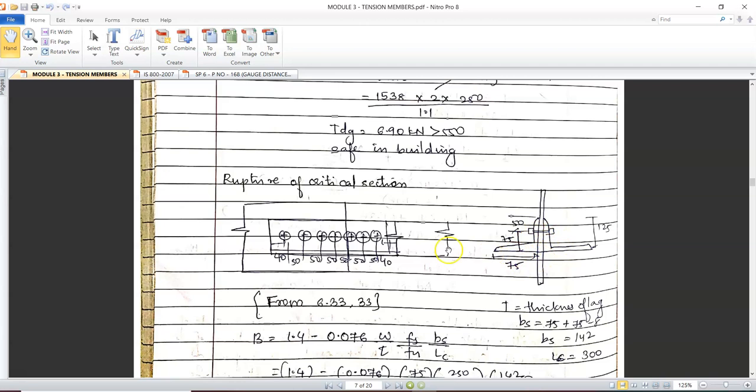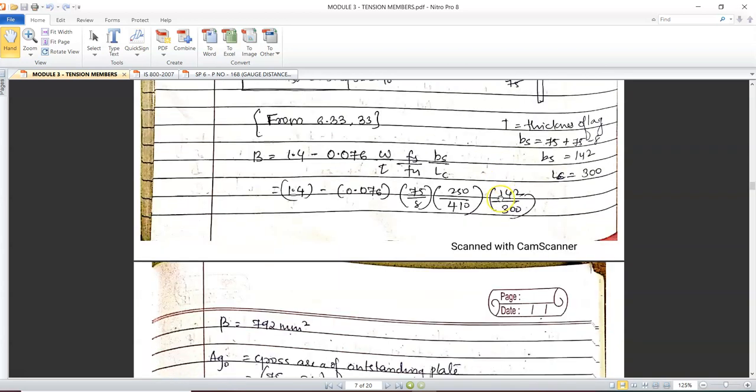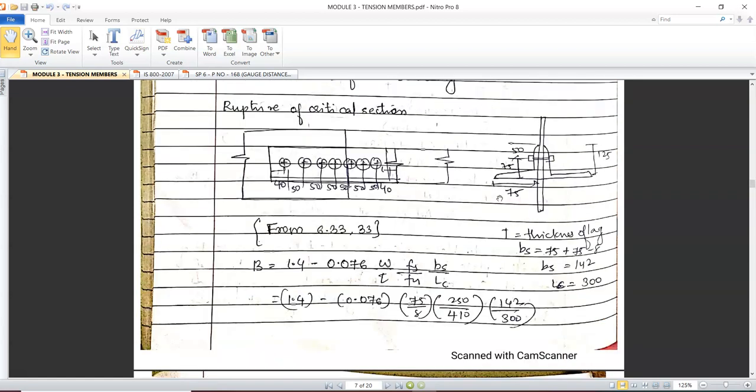Now here, when you look at the cross section, this is the gusset plate, and two angles are back to back. This is the 125 mm connected leg, and 75 mm is the outstanding leg. So for that you have to calculate. The calculation is directly taken here.